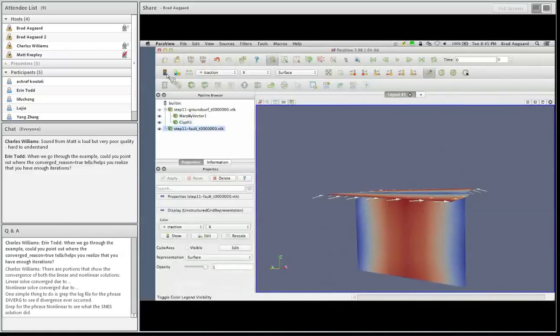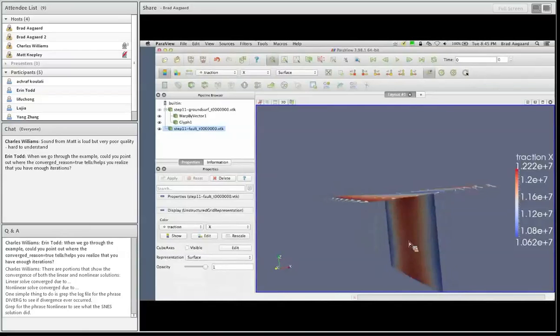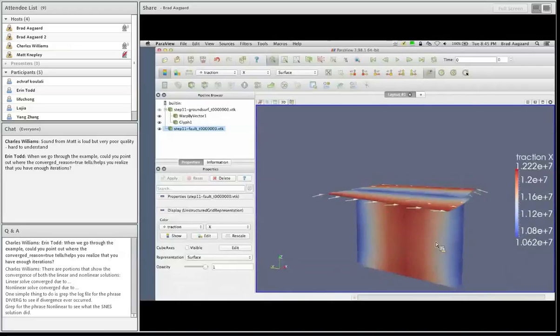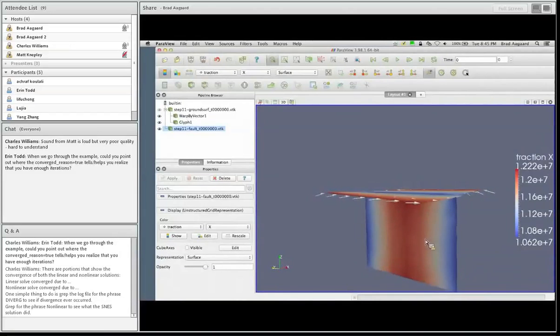So let me put a displacement bar on there. We don't see what our initial tractions are. We only see what our final tractions are because of the static problem. They're on the order of about 1 times 10 to the 7.